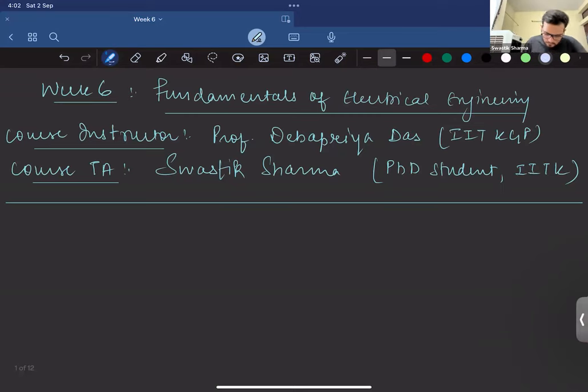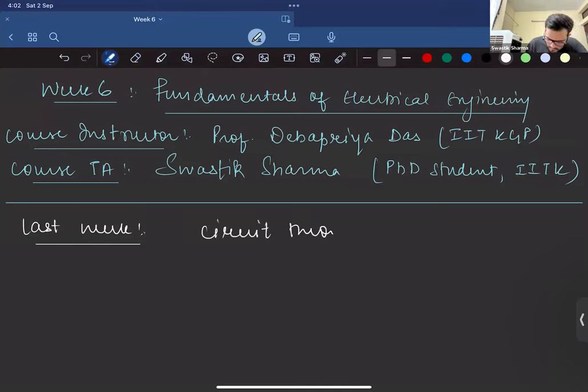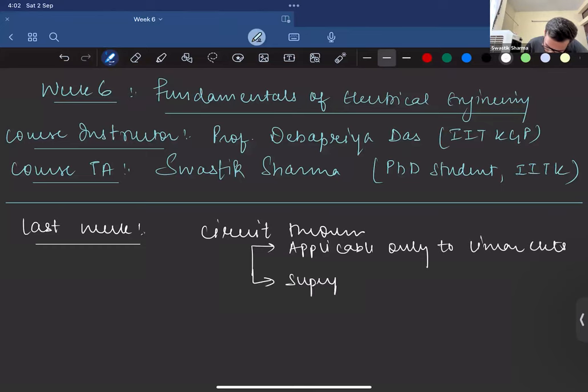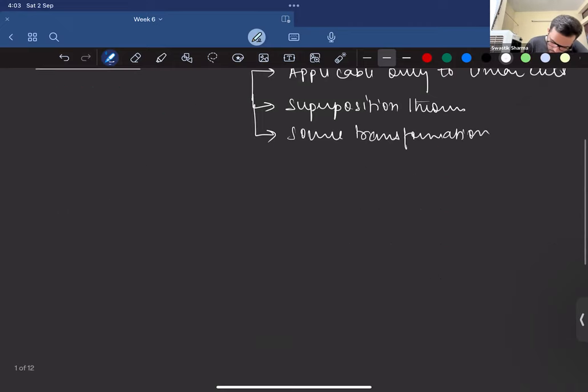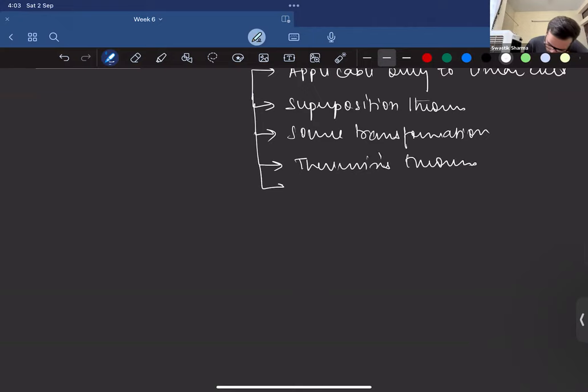Okay, let's start. Last week we discussed and solved problems pertaining to circuit theorems. So what were these? These were applicable only to linear circuits. These were the superposition theorem, source transformation, Thevenin theorem, and Norton's theorem.